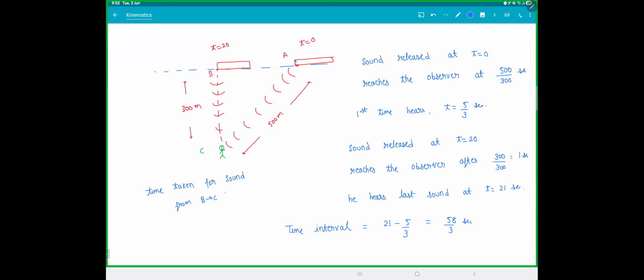So the sound was released at 20 seconds, but it took the sound 1 more second to travel. So you heard the sound at the 21st second. Is this clear, everyone? How do we know that at t equals 1, 2, 3, it will also take more time? So how do we count?